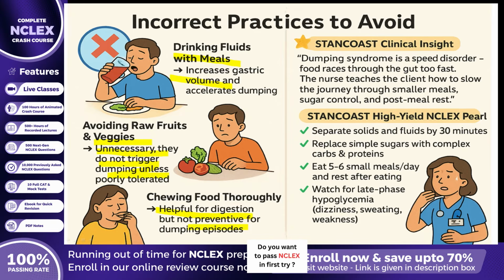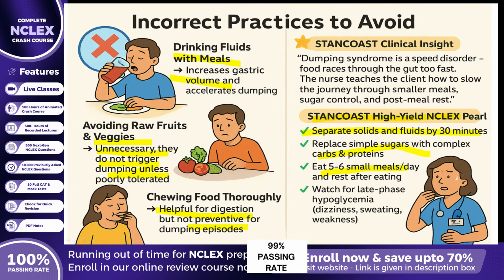And now, leading into our high-yield NCLEX Pearl. Always separate solid food from fluids by 30 minutes. Replace simple sugars with complex carbohydrates and lean proteins. Eat 5 to 6 small meals throughout the day and lie down for half an hour after eating. Monitor for late dumping signs like dizziness, sweating, or weakness as indicators of hypoglycemia.